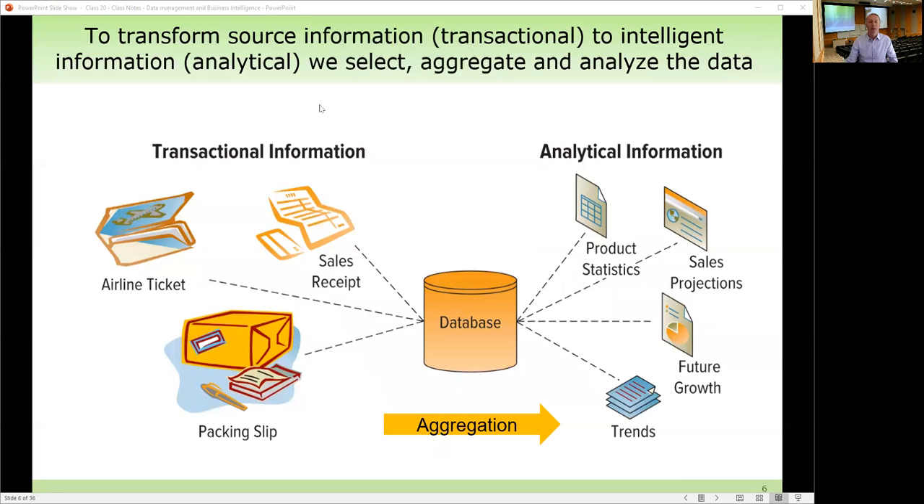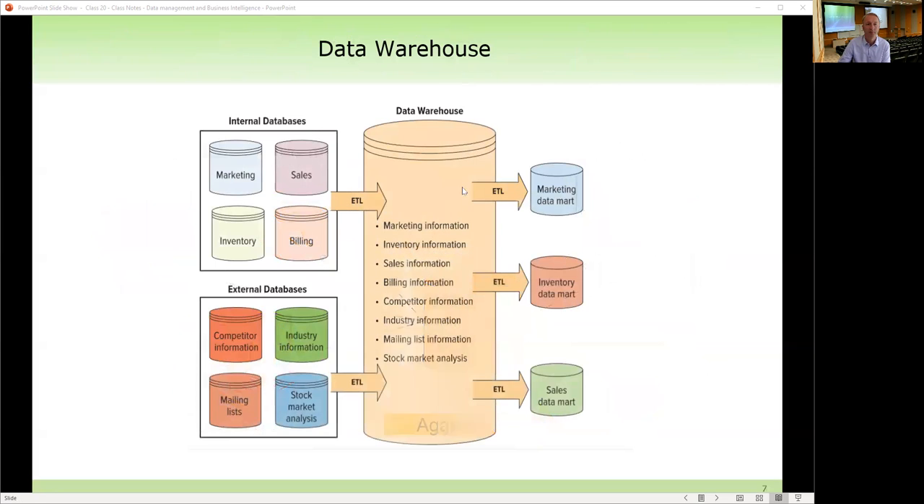In essence, when we handle and use data, we use it for a purpose. So data management is about capturing the transactional information. Could be from airline ticket boards, could be from sales receipts, could be from packaging slips, or other fundamentals that develop data. And then we aggregate it so we can analyze it and use it for different types of decision making. So the database and the data management is the middle step here between the transactional information and the analytical information. And when we manage and use data, we select, aggregate, and analyze the data for different purposes.